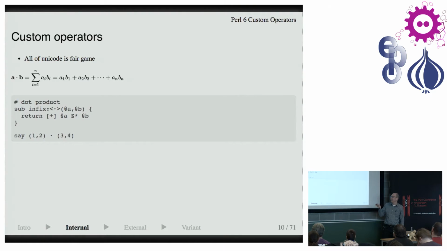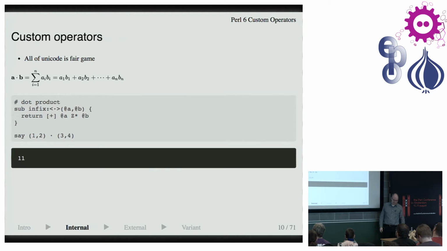We can define the dot product. Sub infix colon dot is, and this is. I won't go into this too much, but essentially we're multiplying the corresponding elements and adding them all together. And then if we say 1, 2, dot 3, 4, we get... See, people are paying attention since it's a lunchtime talk. 11. 11. All right.